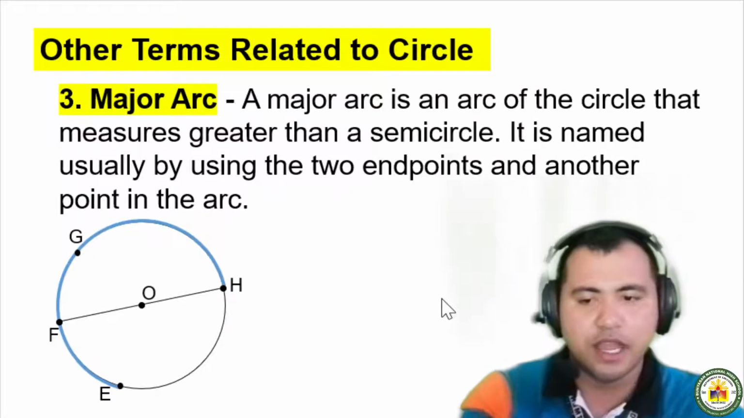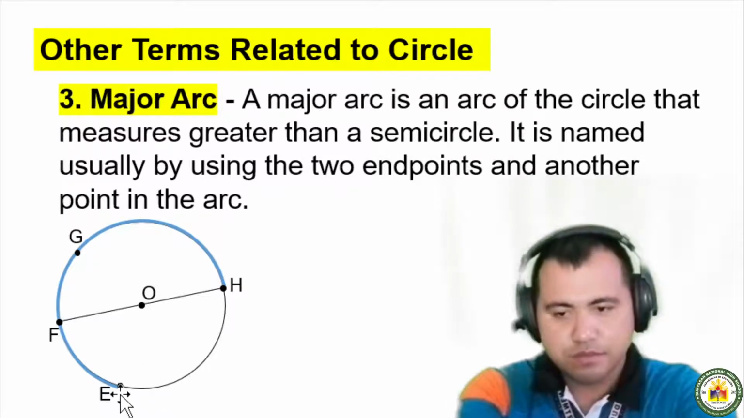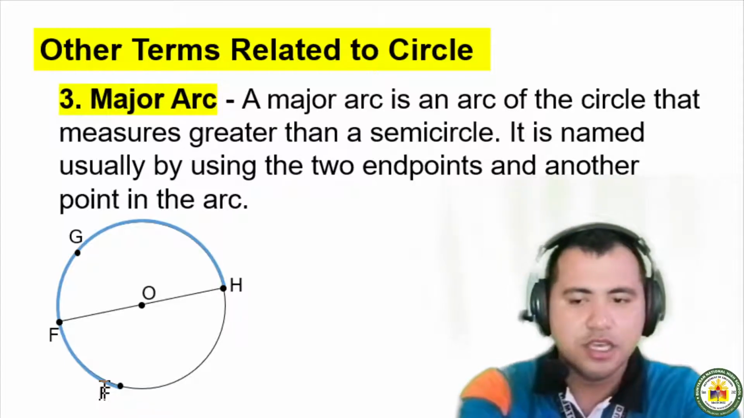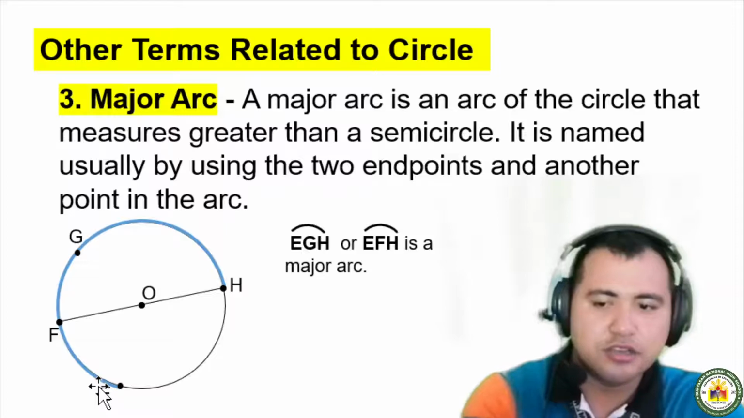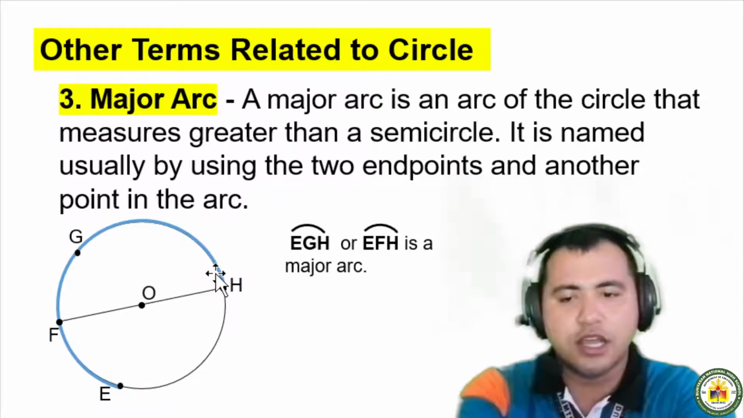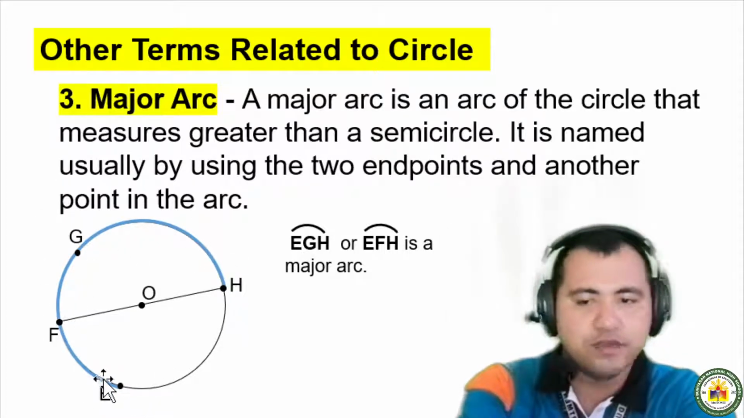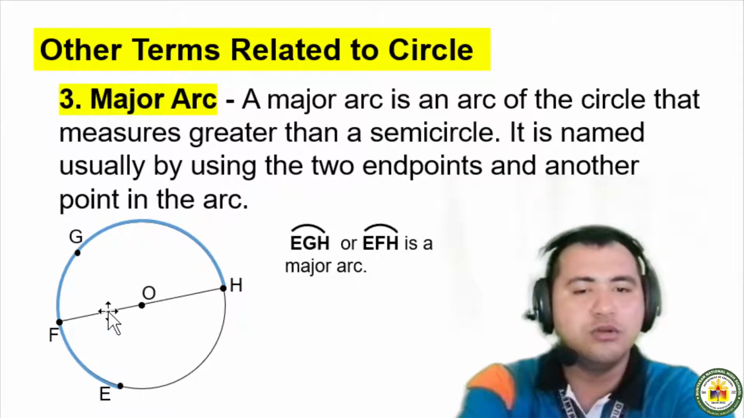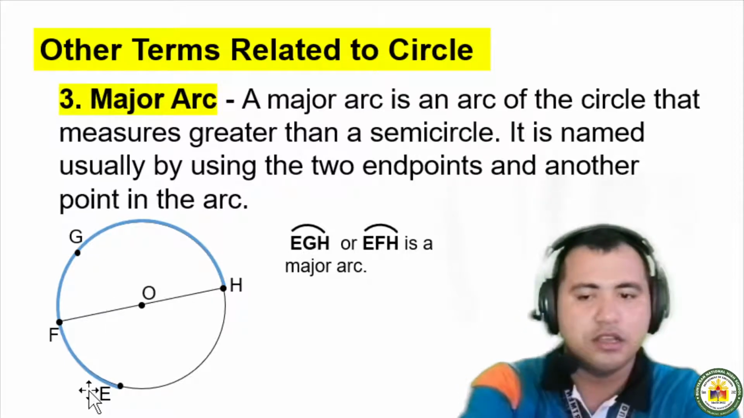Okay, like for example, the blue one. If you start at E, we have arc EFH or arc EGH. You can also reverse it and start from H: HGE or HFE. You can see that it goes beyond our semicircle, beyond half. So that is a major arc.